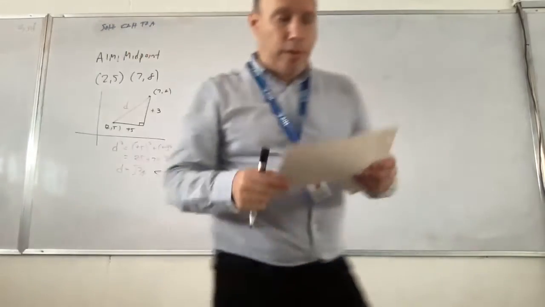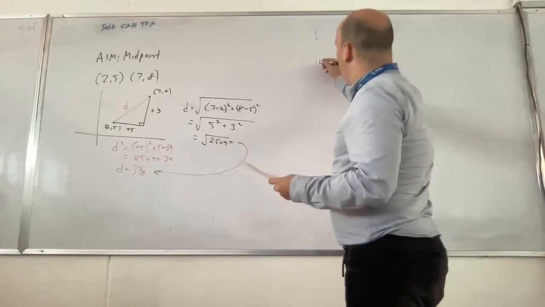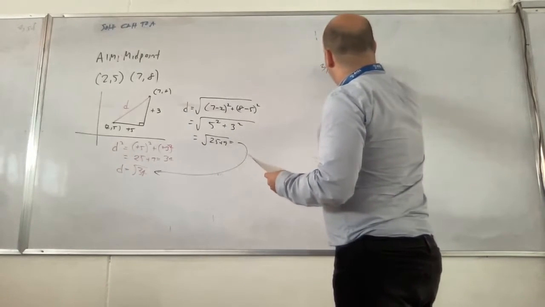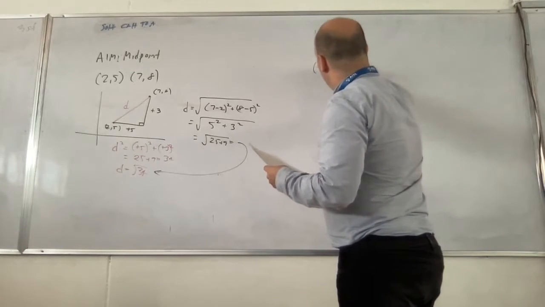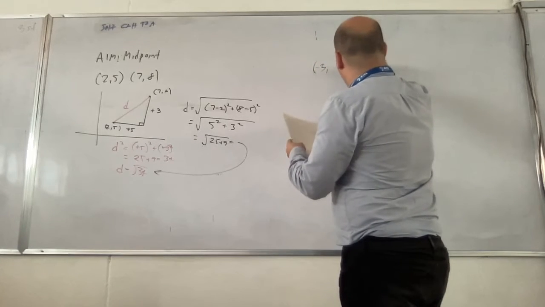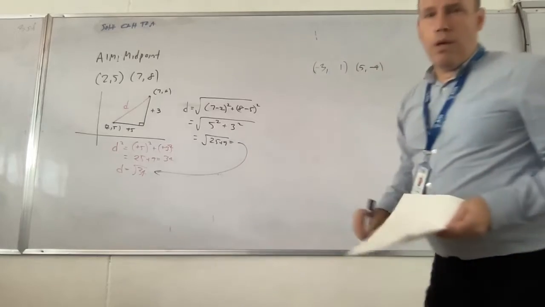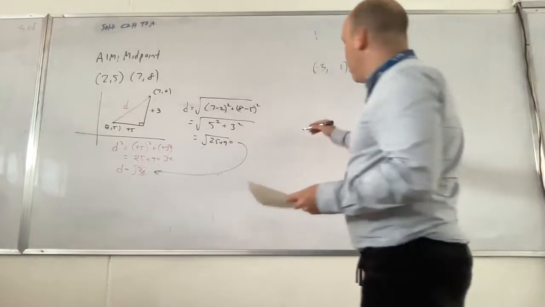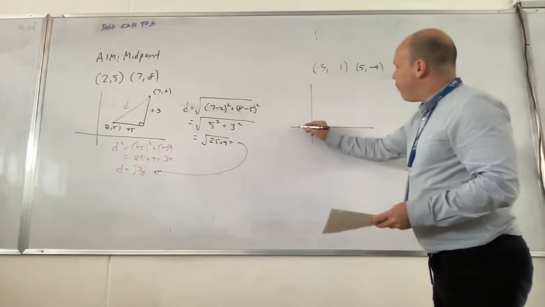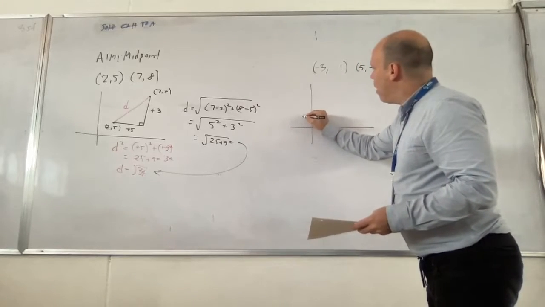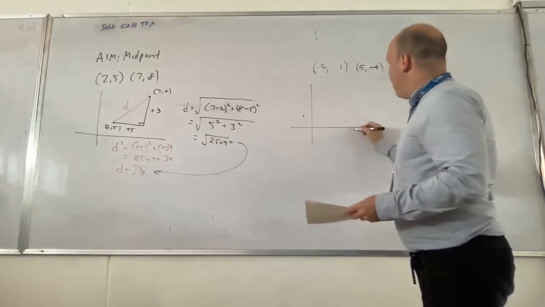Let's do another example from the last class. Let's say the first point is 3, negative 1. I apologize, negative 3, 1. And the second point is 5, negative 4. So same idea. We can plot these points on a graph. So we have negative 3, 1, and we have 5, negative 4.